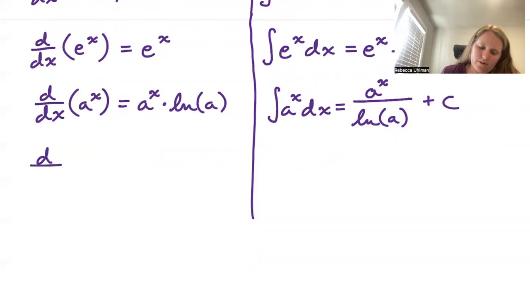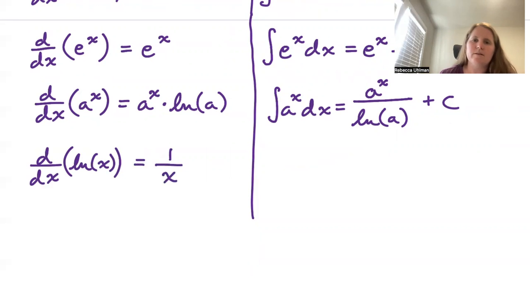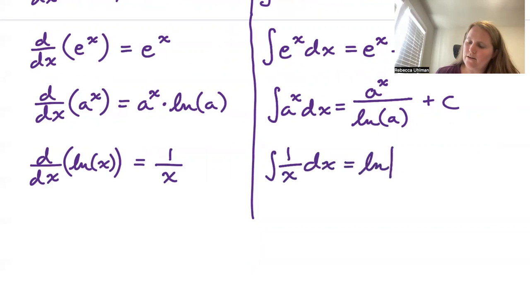The derivative of natural log of x was 1 over x. This corresponds to the integral of 1 over x dx as the natural log of the absolute value of x.